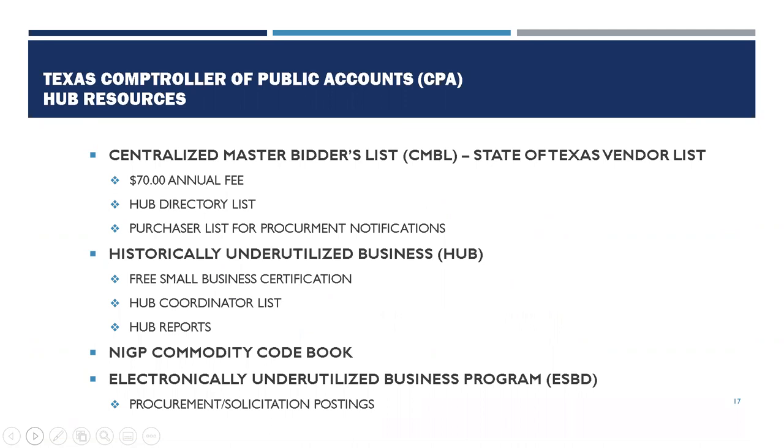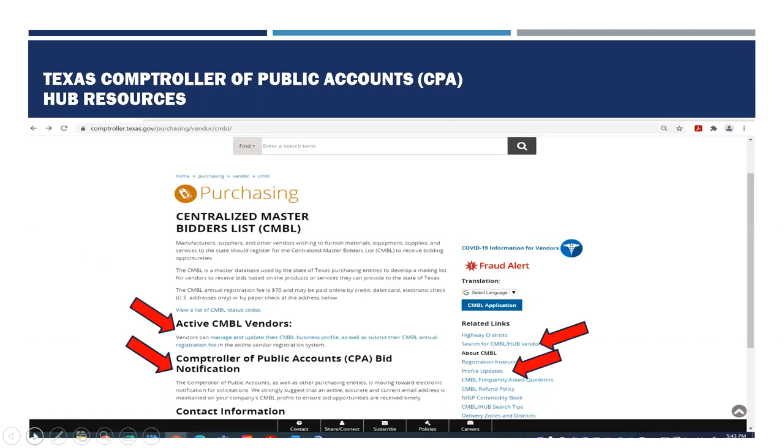It'll take you to the Centralized Master Bidders List. It'll take you to the NIGP code book. It'll take you to the Electronic State Business Daily. All of these links are HUB resources that are available. The first is the Centralized Master Bidders List. Let's go back one, please.